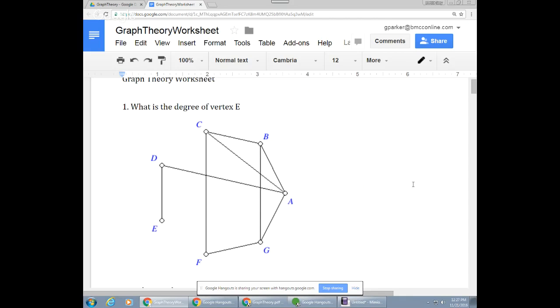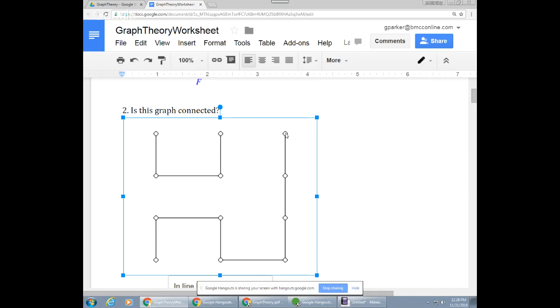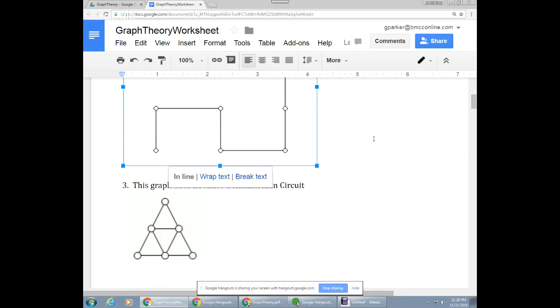All right, next one. Is this graph connected? No, you can't get from, say, this vertex right here to that vertex right there. So it's not connected. All right, so just basic stuff.